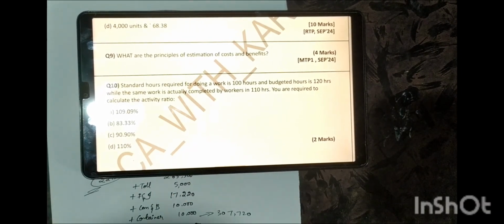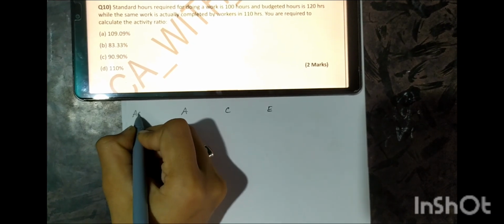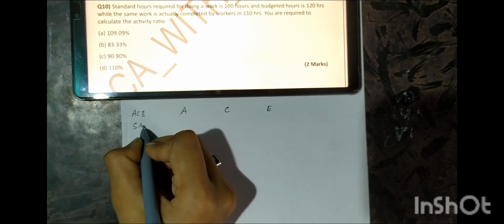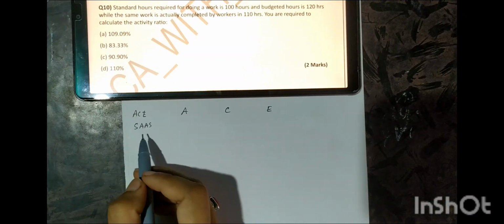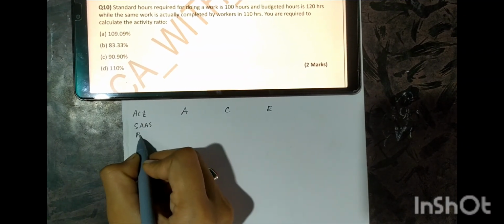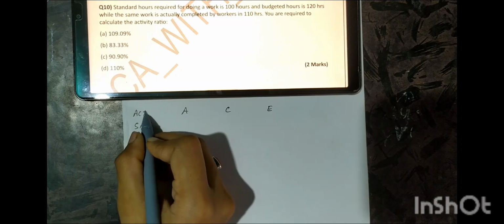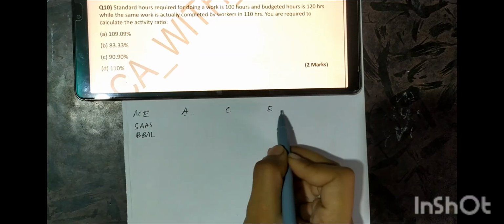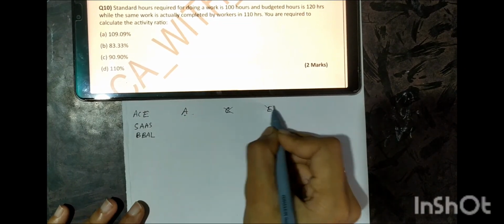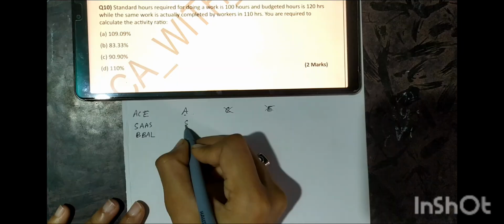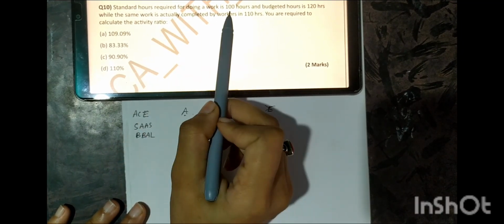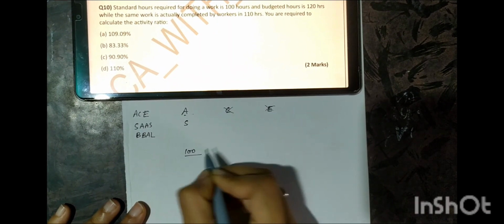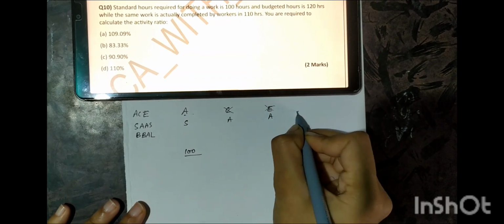For this I have a small memory technique. The memory technique is ACE, SAS, BBAL. SAS means daughter-in-law or mother-in-law, something like that. BBAL, SAS, ACE, SAS, BBAL. So what is ACE? A is for activity ratio, and CE we're not going to discuss over here, so just leave this. ACE, SAS, BBAL. So S is for standard hours, which is given in the question, 100 upon, so we're going to write this.